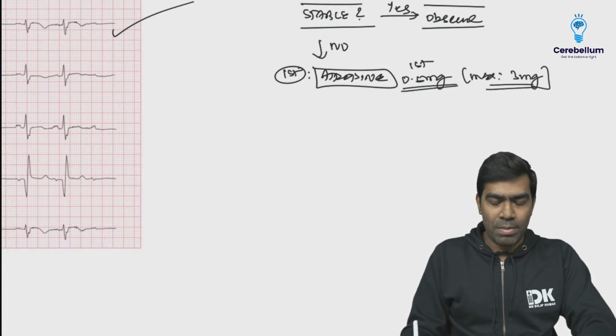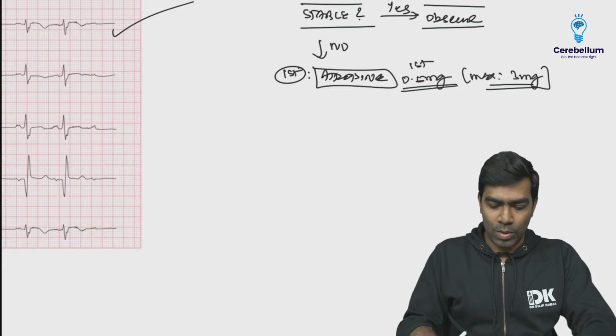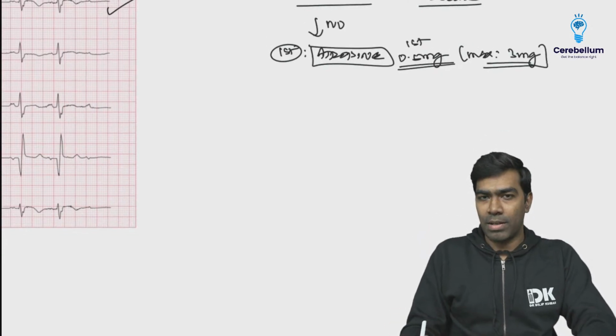Somebody is asking how to find out right bundle branch block. I'll show the right bundle branch block ECG in a while. So this is the maximum dose of atropine, that is 3 milligram.